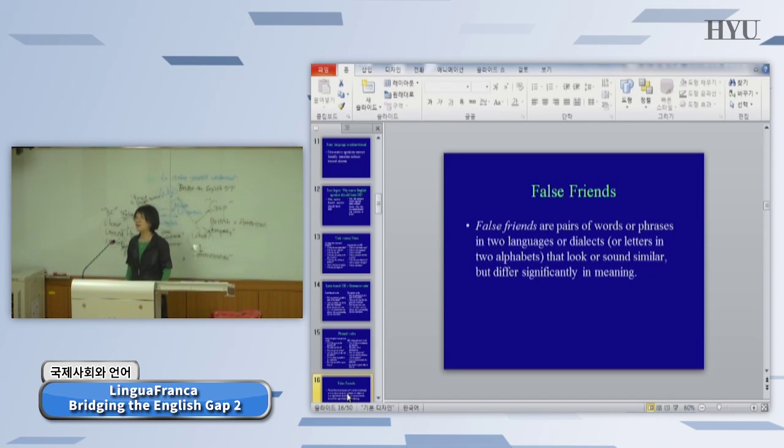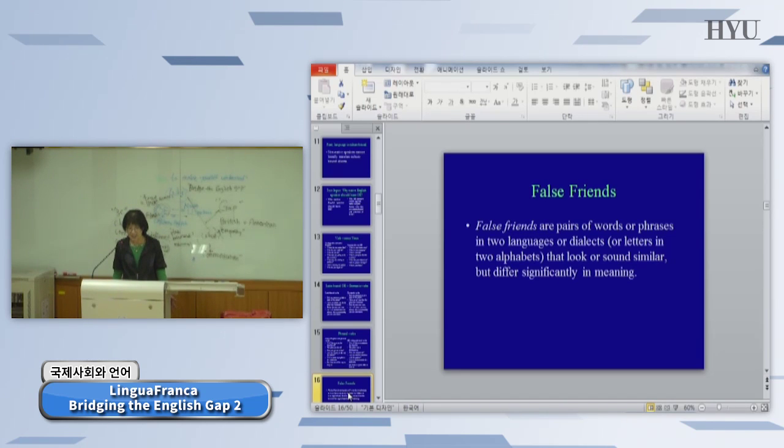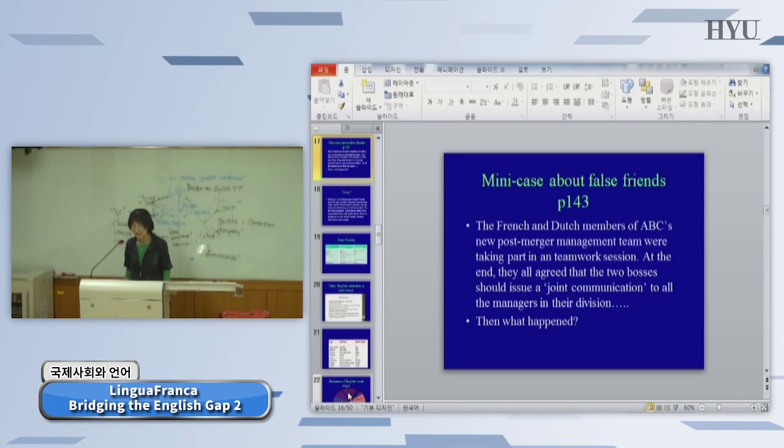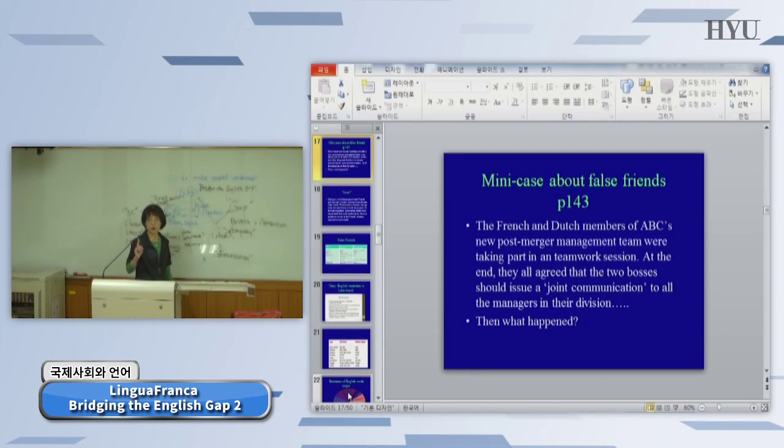So we are also talking about false friends. What are false friends? False friends are pairs of words or phrases in two languages or dialects, or letters in two alphabets, that look alike or sound familiar but differ significantly in meaning. Interesting expression, isn't it? So these are the many cases of false friends, such as the word joint.